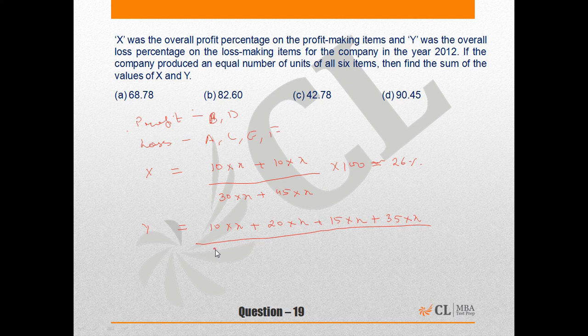Cost price of A is 35, so 35 into x. Cost price of C is 55, 55 into x. E is 30, so 30 into x. And cost price of F is 70, 70 into x. On solving, we'll get this figure as close to 42%. Fine. So my answer would be close to 68%, 26 plus 42, which is X plus Y. I see that there is only one option that is close to 68%. It is option A. Next.